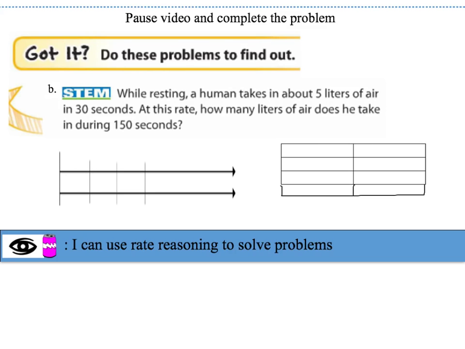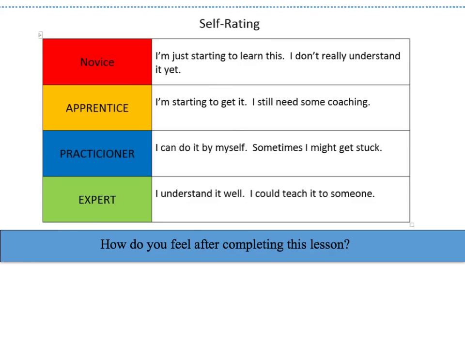So pause the video, complete the got it problem, and we will discuss the answer in class tomorrow. Once again, notice I'm giving you a problem and I want you to solve it using two different methods. One method using the double number line, the other method using the table. You should get the same answer using both methods. And one more hint, it's okay to get a fraction within your unit rate.